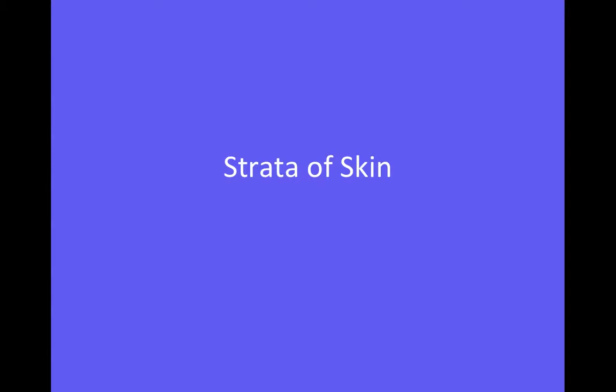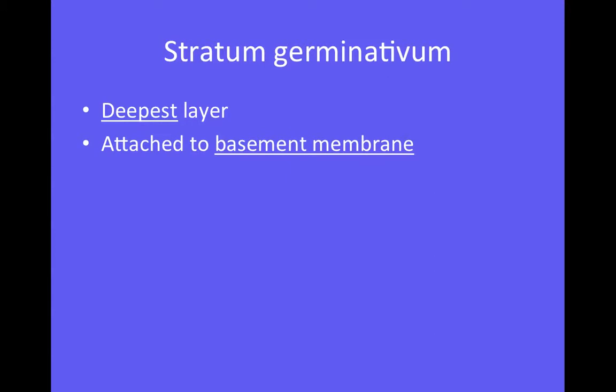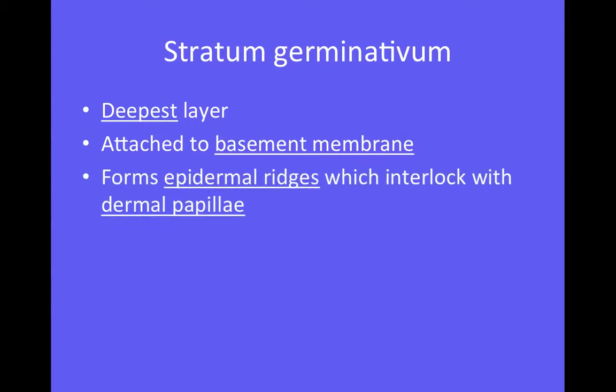The first stratum, for singular, is called the stratum germinativum. It gets its name because this is what we call the germ layer of our skin. This is the deepest layer within our epidermis. These are the cell layers that are attached to the basement membrane. Now, these form epidermal ridges, which actually interlock with the dermal papillae.